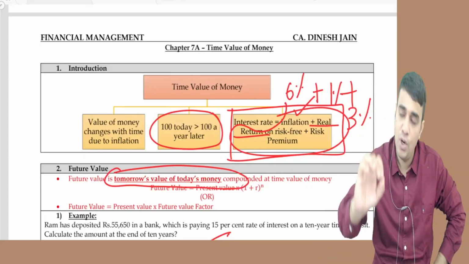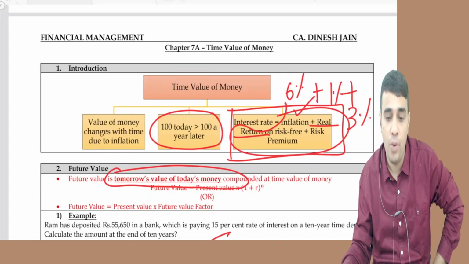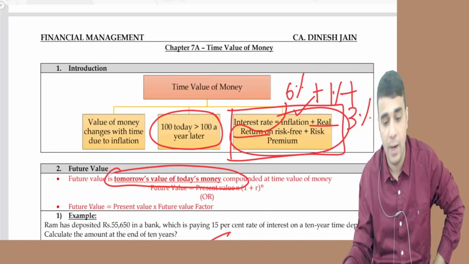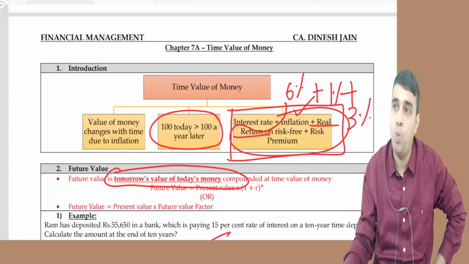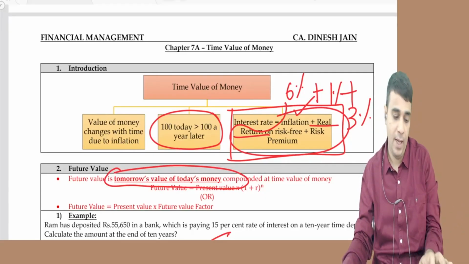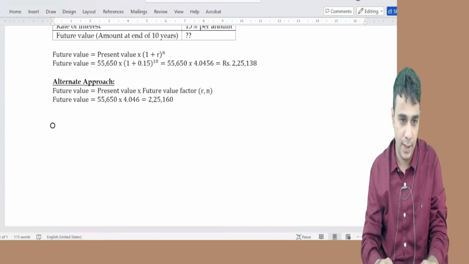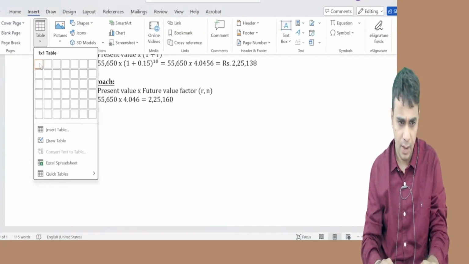What is future value? It is tomorrow's value of today's money, compounded at the time value of money. Present value into 1 plus r power n. Okay, we have understood future value. Now I proceed. Nothing for you to note down.